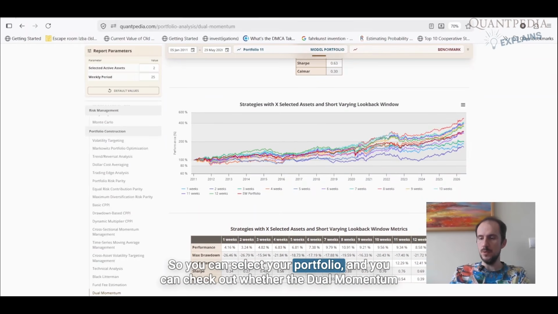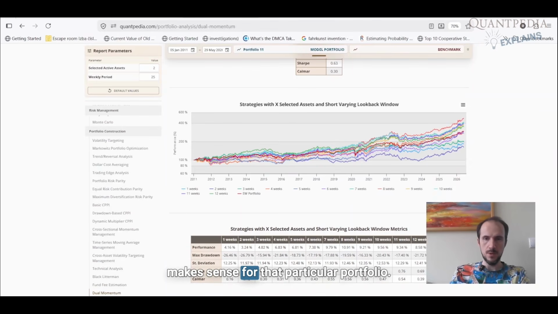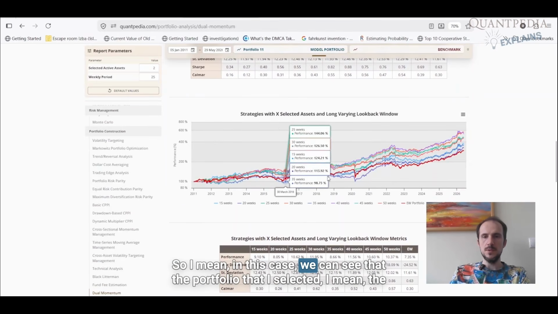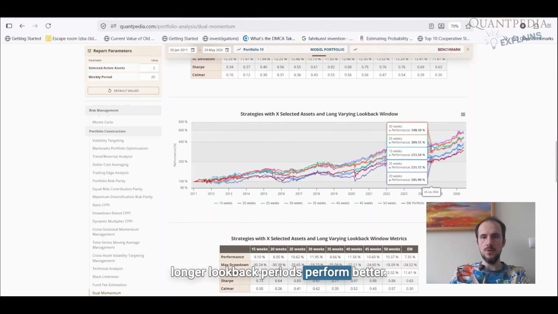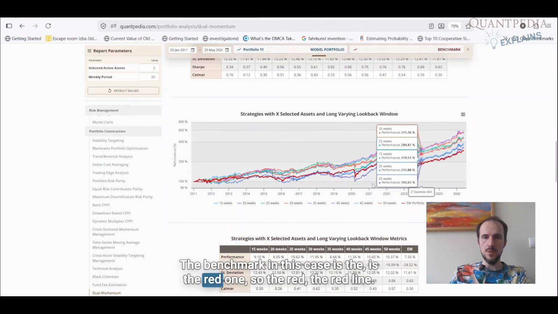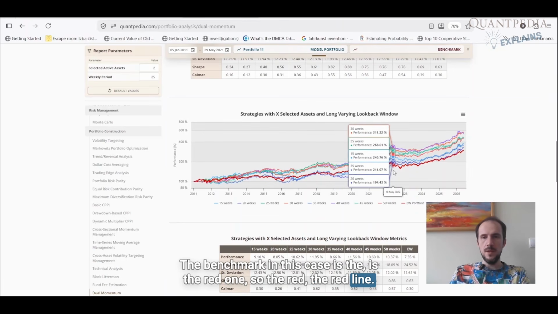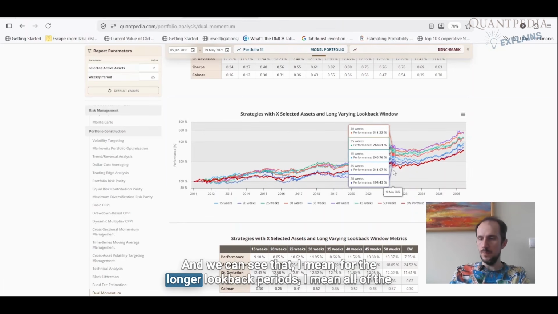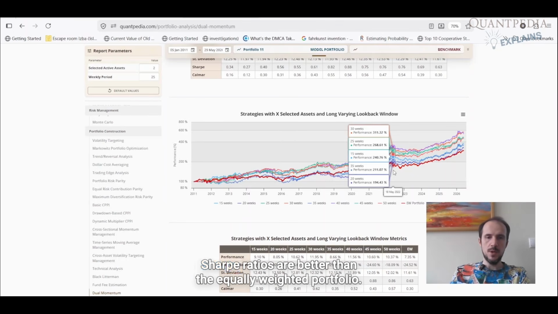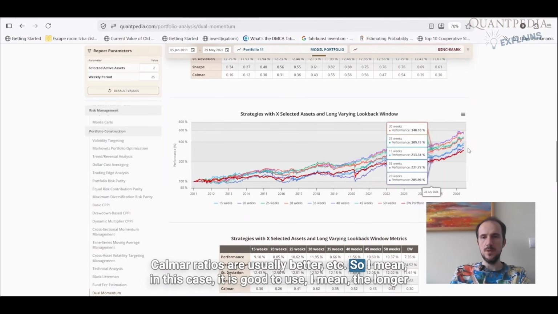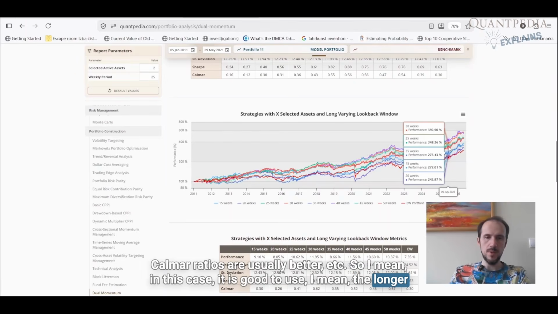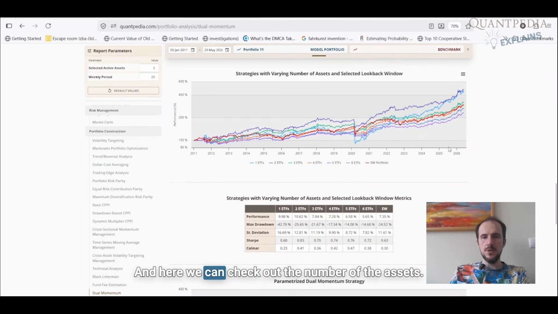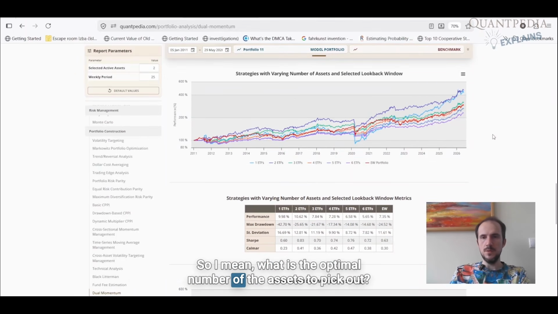So you can select your portfolio and you can check whether the dual momentum makes sense for that particular portfolio. In this case, we can see that for the portfolio that I selected, the longer look-back periods perform better. The benchmark in this case is the red line. And we can see that for the longer look-back periods, all of the equity curves are above the benchmark. Sharpe ratios are better than the equally weighted portfolio. Gamma ratios are usually better, etc. So in this case, it is good to use a longer look-back period. And here we can check out the number of assets. What is the optimal number of assets to pick?